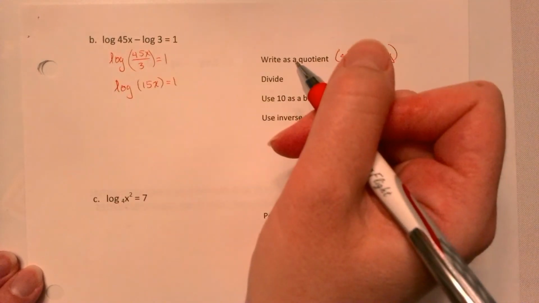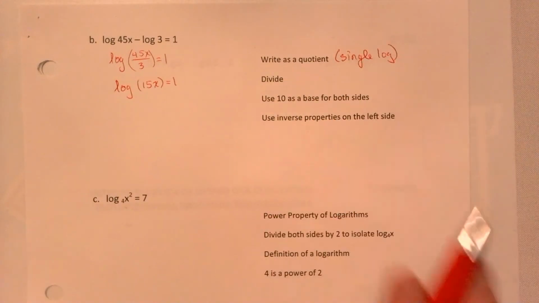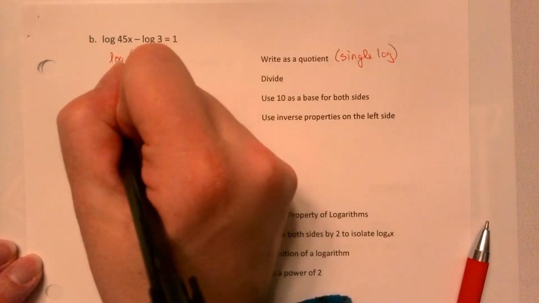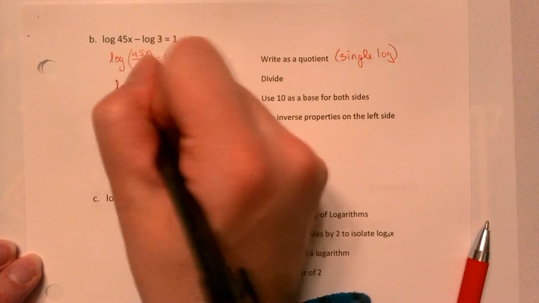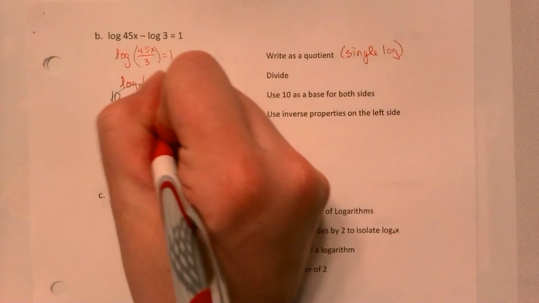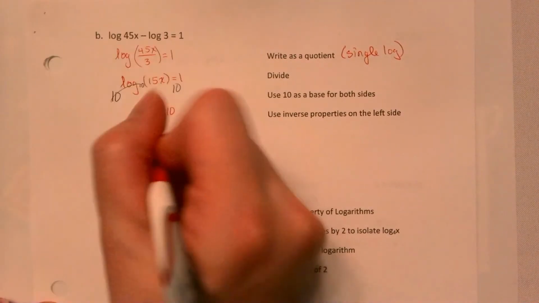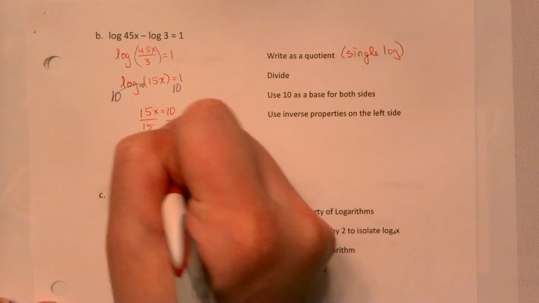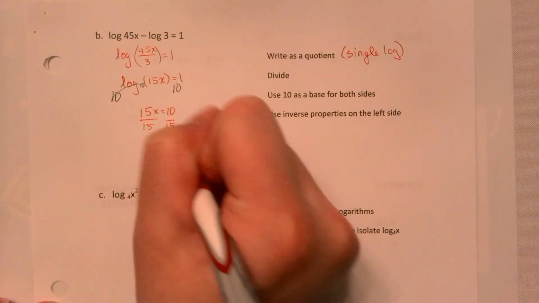Now that I've gotten it written as a single log, again, you can use 10 as a base for both sides. So this is log base 10. So I can come in and say, well, I'll put a base of 10 on here, a base of 10 on here. 10 to the log base 10 cancels, and it leaves me with 15x equals 10. And then I simply divide both sides by 15, and I get x equals 2/3. So I can solve it that way.